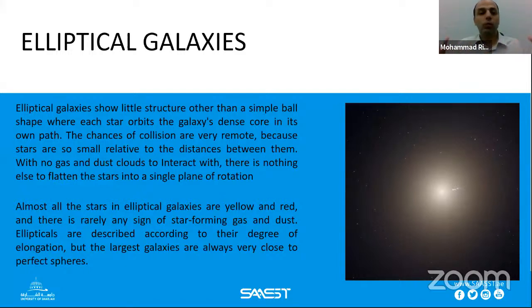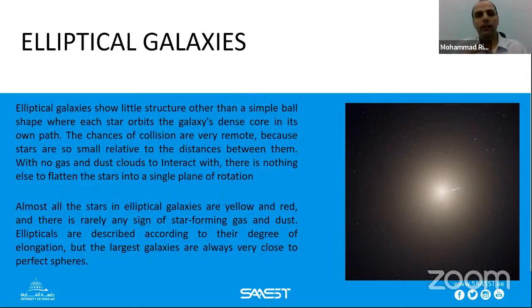The chances of collision are very remote, because the components of these galaxies take orbits in all directions. So you can see, in the X axis or the horizontal plane, there are rotating components, and the tilted orbits also exist perpendicular. So you can find an orbital motion in all directions.